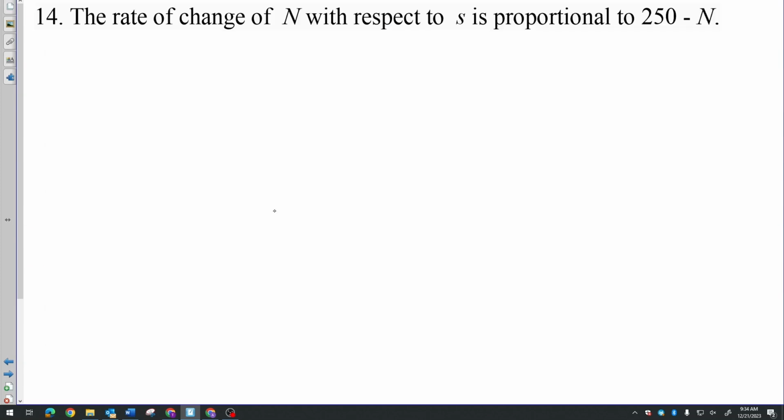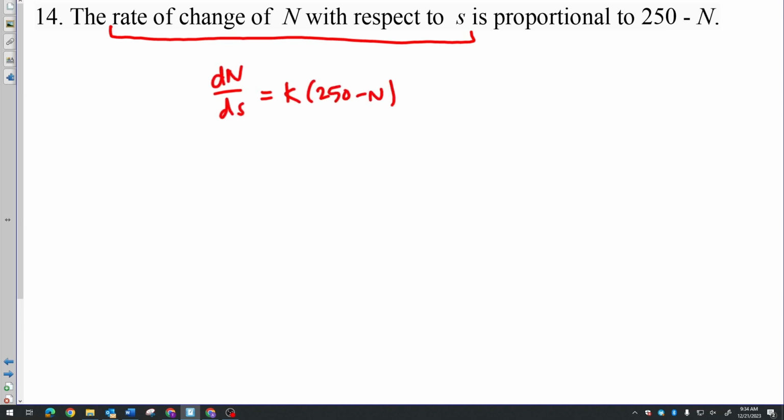Okay, so if we look at this problem, I'm going to first write the differential equation. So this is the rate of change of n with respect to s. So how do I write that in differential equation form? Okay, that's going to be dn/ds. So what I get is dn/ds is equal to k, that's proportional, times 250 minus n.